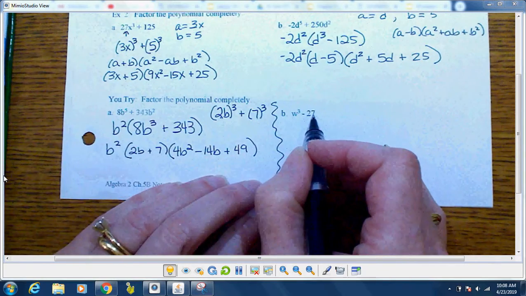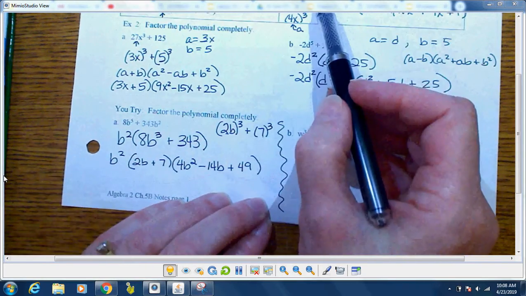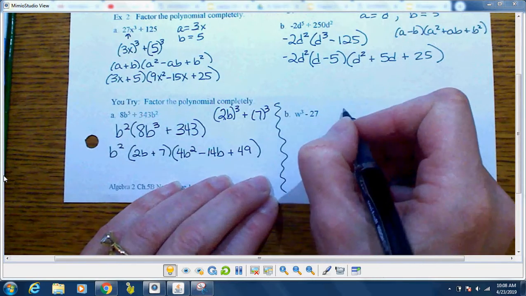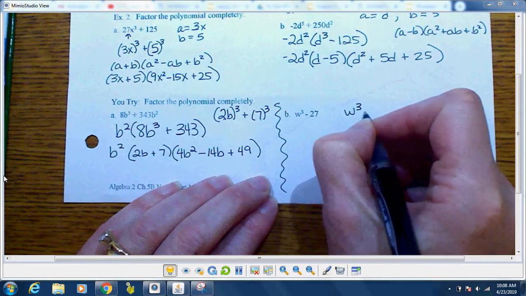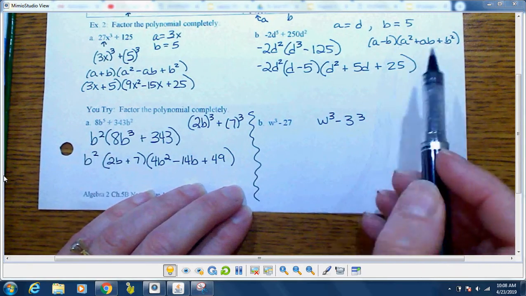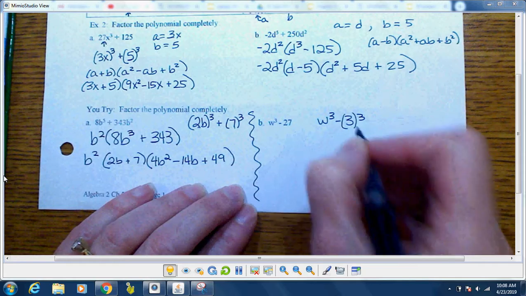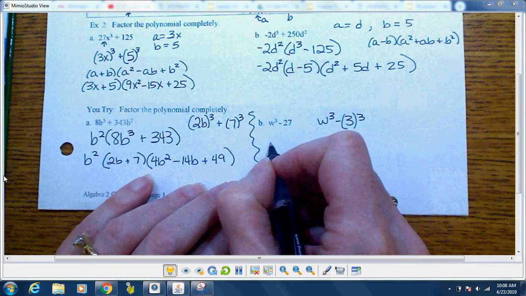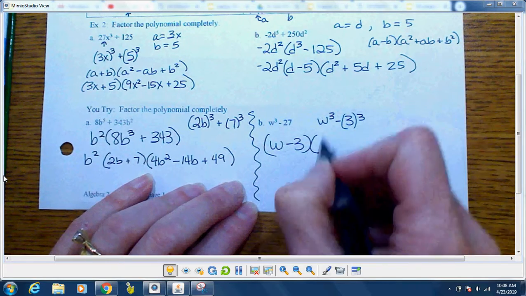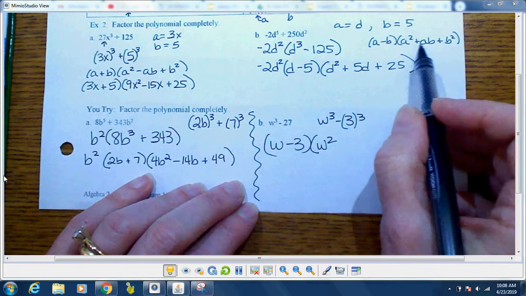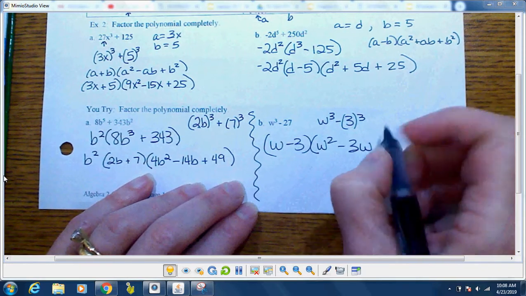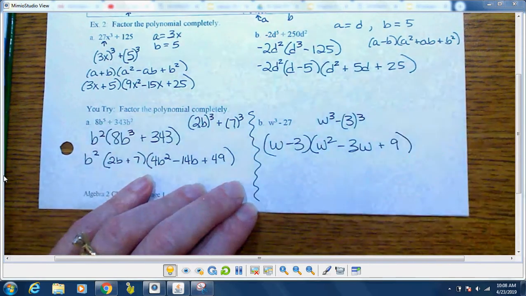w cubed minus 27. I've already established that 27 up here is 3 cubed. So what I really have is w cubed minus 3 cubed. And I'm going to follow this pattern, difference of two cubes. So I do w minus 3, first term squared, plus them together, plus 9. I'm all done.